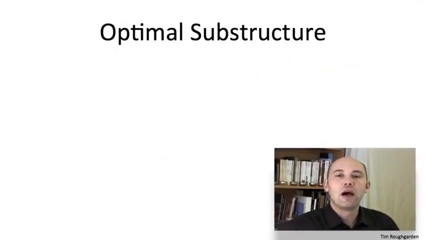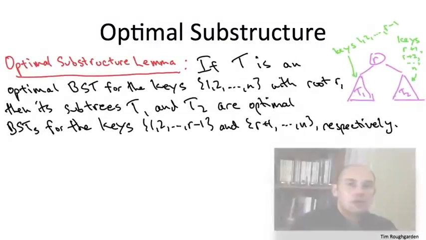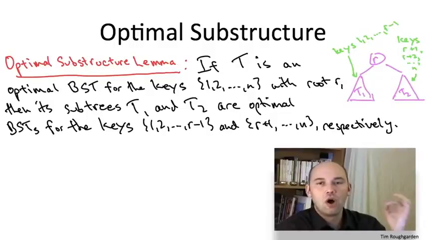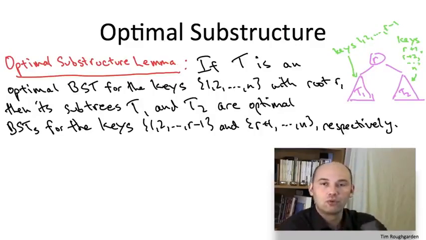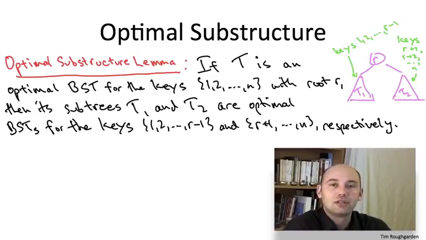Let me quickly remind you of the optimal substructure lemma that we proved in the previous video. Suppose we have an optimal binary search tree for a given set of keys 1 through n with given probabilities, and suppose this optimal binary search tree has the root R. Well, then it has two subtrees, T1 and T2. By the search tree property, we know exactly the population of each of those two subtrees. T1 has to contain the keys 1 through R-1. As usual, we're assuming these are in sorted order. Whereas the right subtree T2 has to contain exactly the keys R+1 through n.